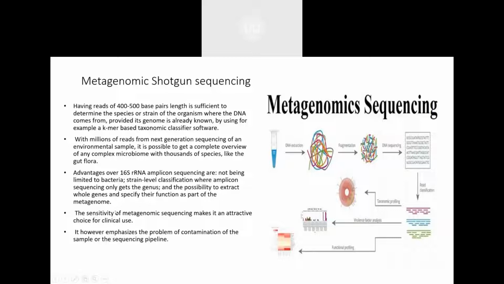The sensitivity of metagenomic sequencing makes it an attractive choice for clinical use. It, however, emphasizes the problem of contamination of the sample or the sequencing pipeline. So this can be a problem. Other than that, it's quite advantageous over the 16S rRNA amplicon sequencing, particularly in case of microbiology.